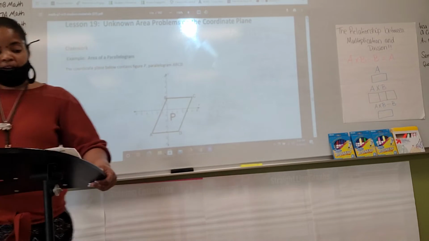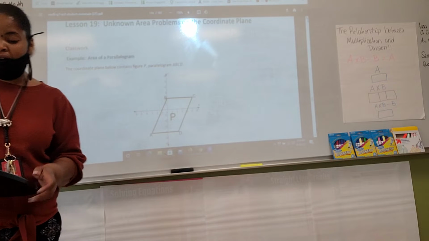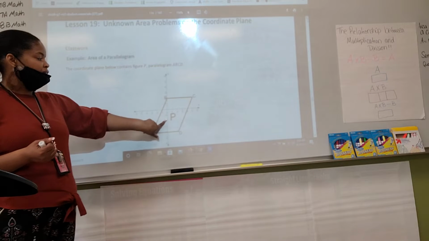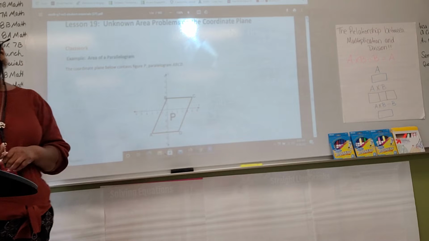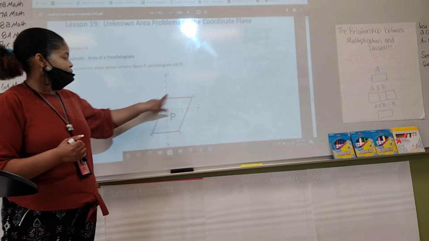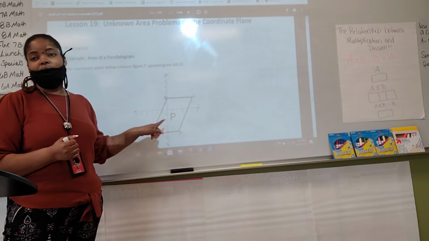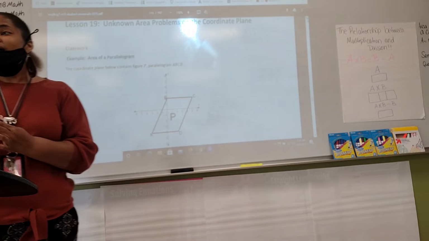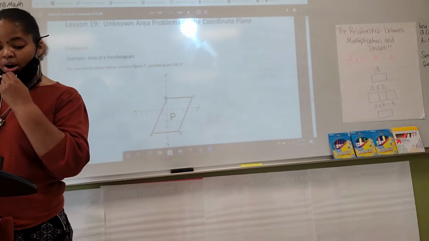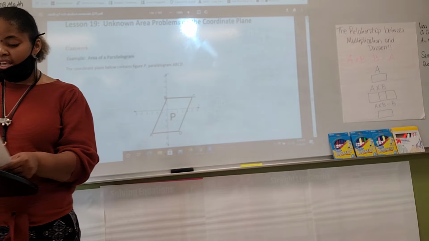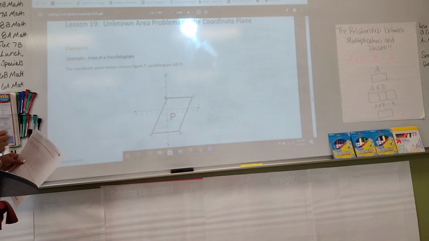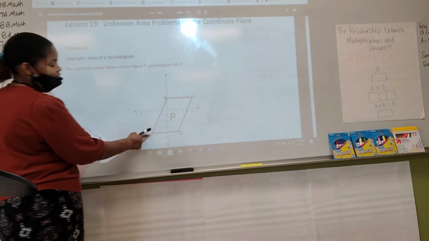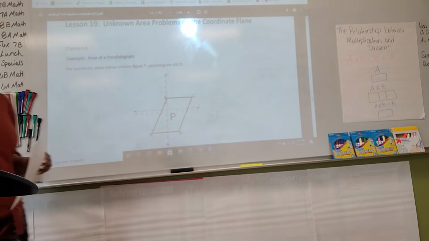You see this figure here. It says the coordinate plane below contains figure P, parallelogram A, B, C, and D. So we see figure P and we see parallelogram A, B, C, and D. A says, write the ordered pair of each vertex next to the vertex point.